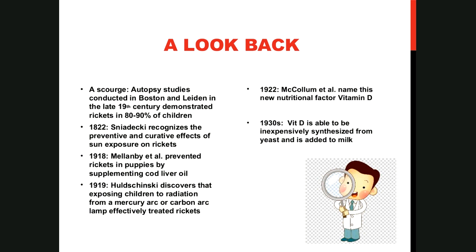But it really wasn't until the 1930s, when vitamin D was able to be synthesized from yeast in a large-scale process and inexpensively, that we started to see major gains in terms of our available treatments for the prevention, really, of rickets. So in the 1930s, they began to fortify milk with vitamin D, and that's when the incidence of rickets in developed nations began to decline.